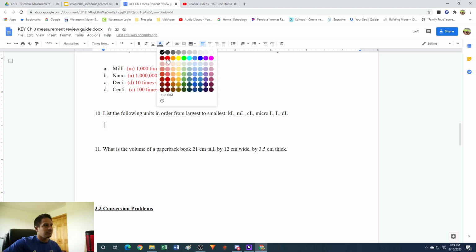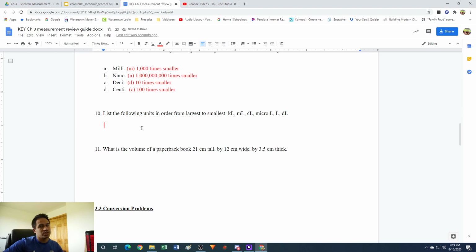They're not that complicated. So number 10, list the following units in order from largest to smallest. All right, so we got kiloliters, milliliters, centiliters, microliters, regular liters, and deciliters. So the smallest one we have here are microliters. Oh, I'm sorry. We're ordering from largest to smallest. So largest is the kiloliter.